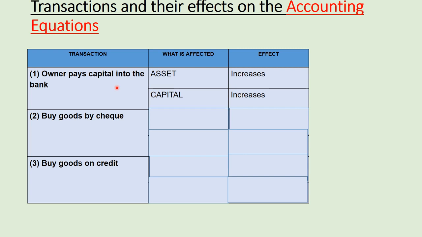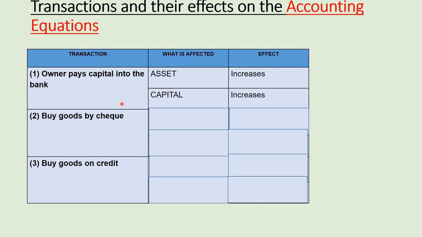The secret is to perceive all these transactions in terms of the business, like how do they affect the business. So you should see yourself to be the business and how this affects your assets, your liabilities, and your capital. So if the owner pays money into the bank, it means the capital that has been paid into the business is going to increase, and the money in the bank is also going to increase.